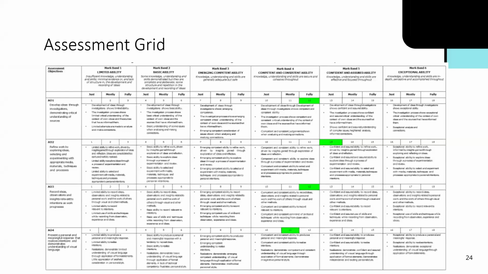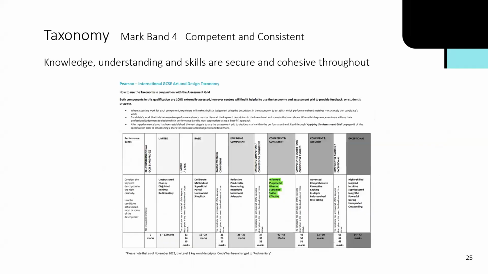You can clearly see from the assessment grid how the marks are distributed across the four assessment objectives. Assessment objective 2 was the strength of the submission, and assessment objective 4 was the weakest. The visual characteristics of this fine art submission is fully competent and consistent, and evidences all the descriptors for Mark Band 4. The work is informed, purposeful, diverse, sustained, skillful, and effective.